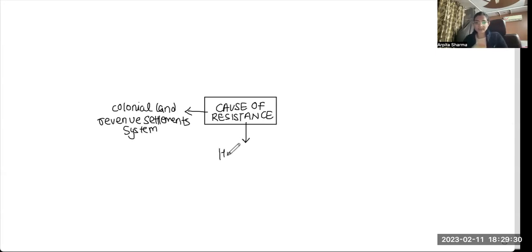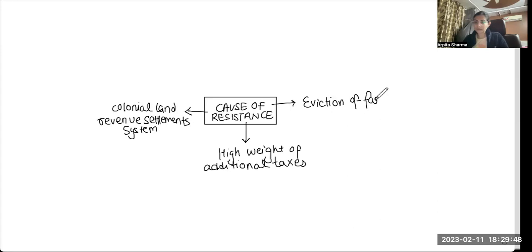Next cause हो जाता है, write it down. The high weight of additional taxes. Third cause was the eviction of farmers from their own lands. अपने खुद की जमीन से.